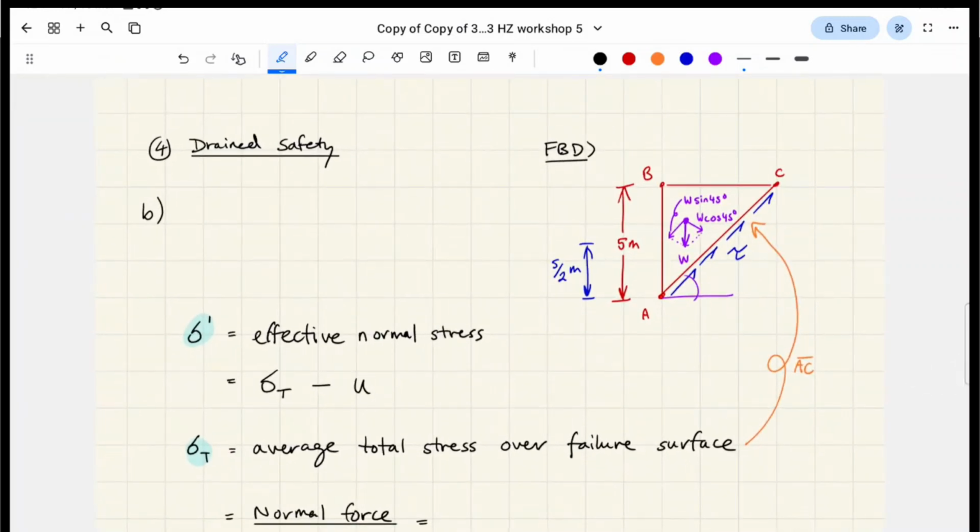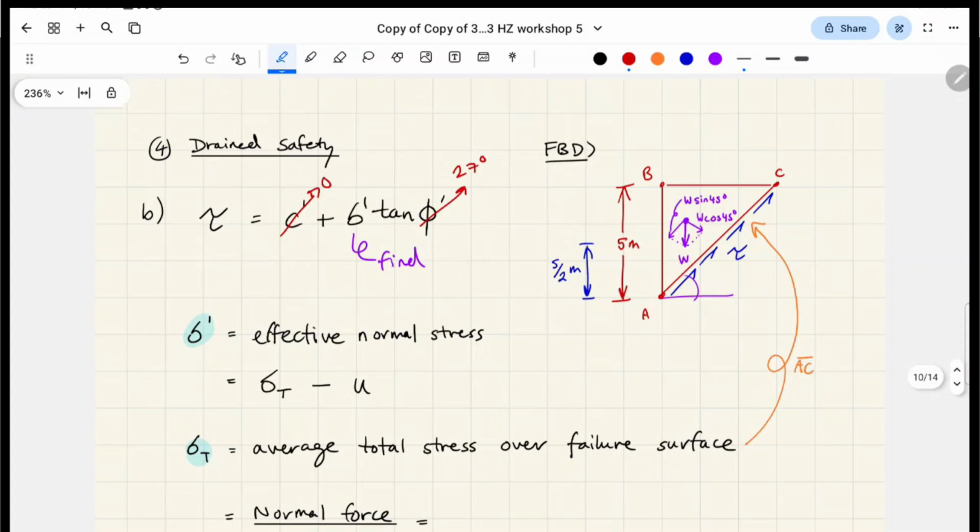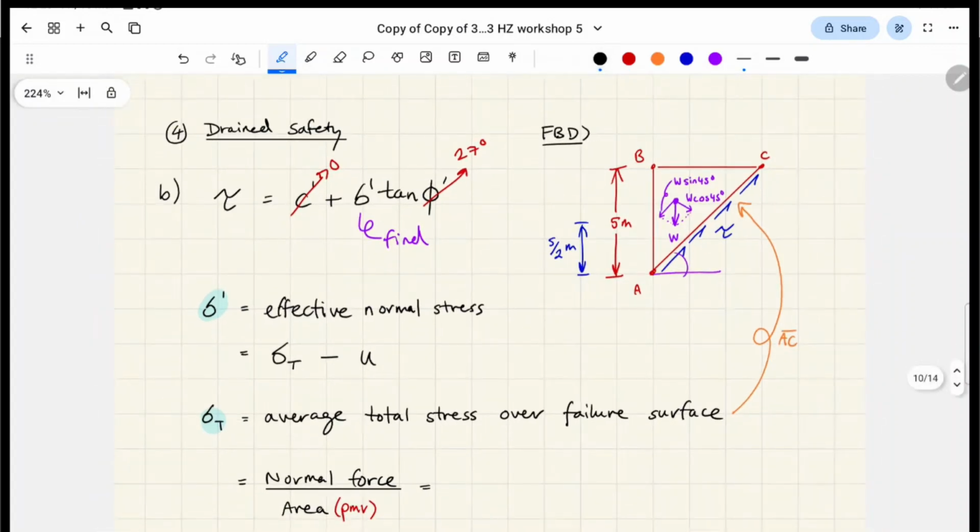All right, now we're going to look at the drain safety case. So that's part B. We're still looking at scenario 1, part B of that. We have a different formula for it. Drain formula, right? You're going to find this number is going to be 27 rather than 0, which means that we have to calculate this, whereas this number is 0, so we can just factor that out.